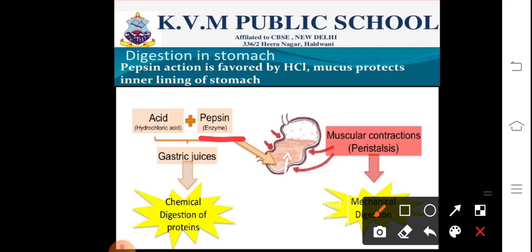Thus, the mechanical digestion through peristalsis as well as the chemical digestion by the secretion of enzyme pepsin, facilitated by the release of acid HCl and the secretion of mucus, is carried out.